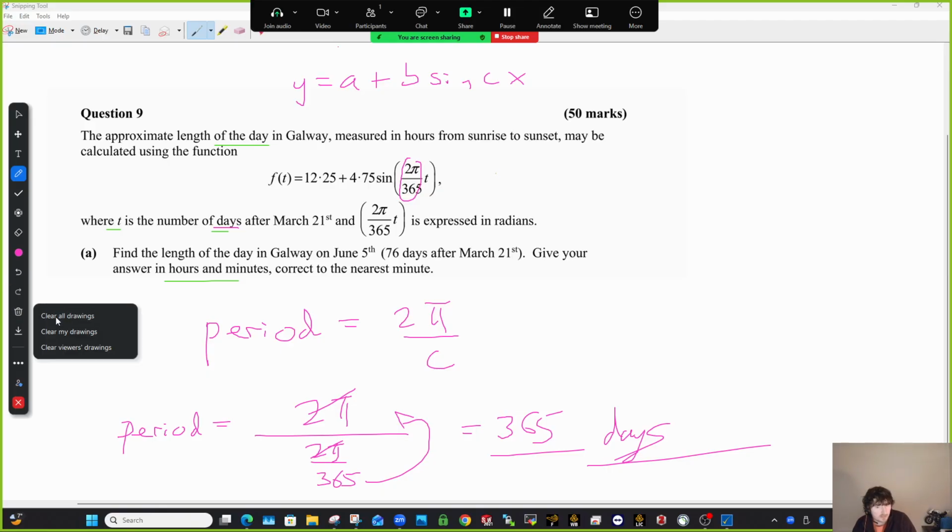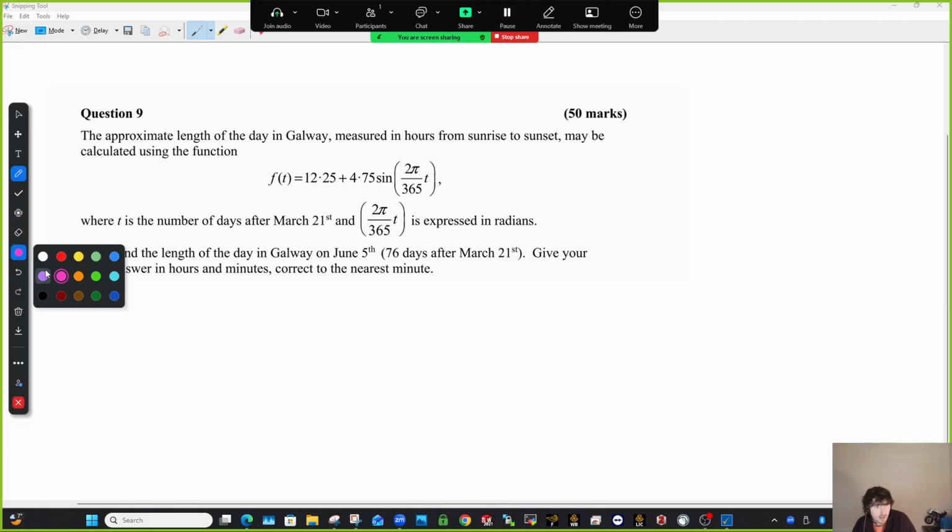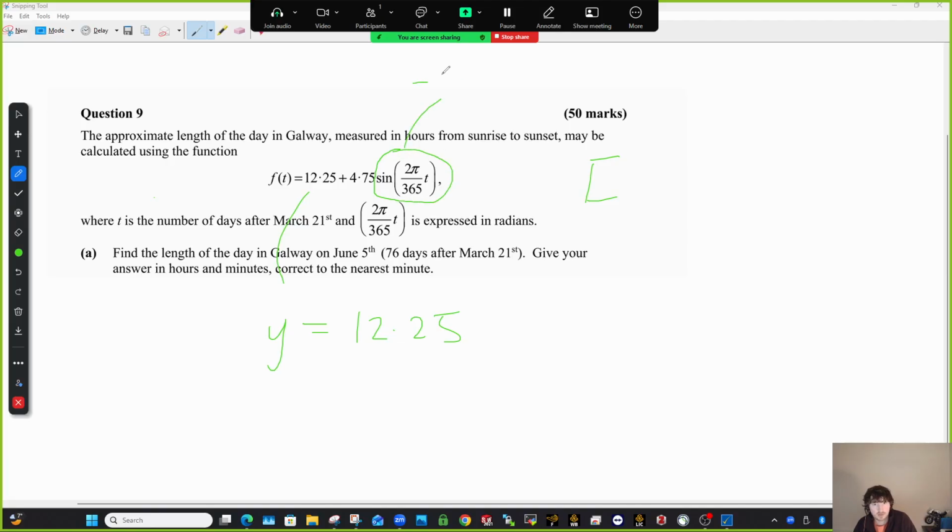Another thing you could be asked for is the range of a function like this if you're given it. So the max and the min value. So the midway line for this as well, you could be asked the equation of the midway line. So you have to write y equals 12.25. And then what's the maximum value this can have? Well, if I circle this thing, what values can that thing take on? It can go between 1 and -1, as I spoke about earlier. Sine can only give between 1 and -1.